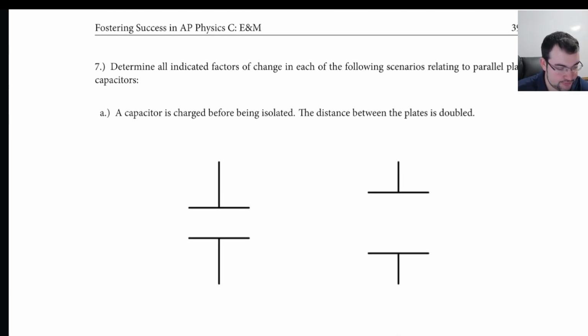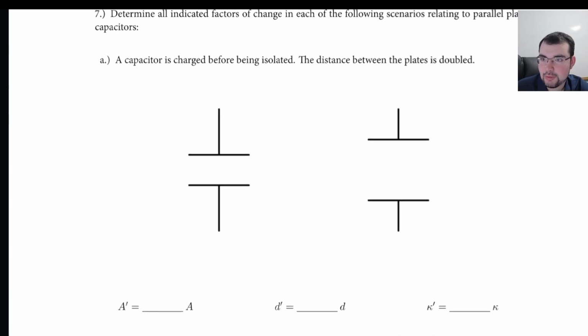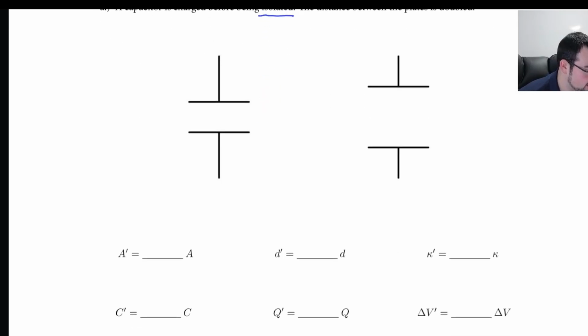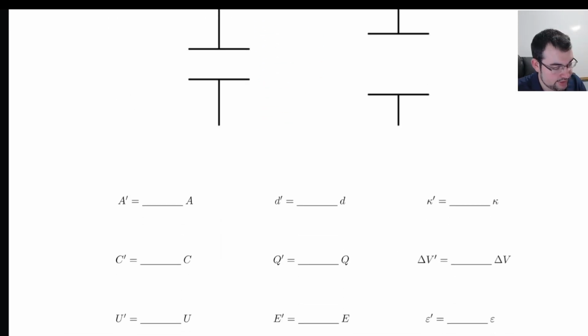All right, let's do it. Capacitor is charged before being isolated. So that's actually the first thing we should see. Isolated means I instantly know Q is constant. Then I double the distance between the plates. All right, so what can we do? Area obviously doesn't change. Distance doubles. Kappa, same. I didn't insert a dielectric or anything.